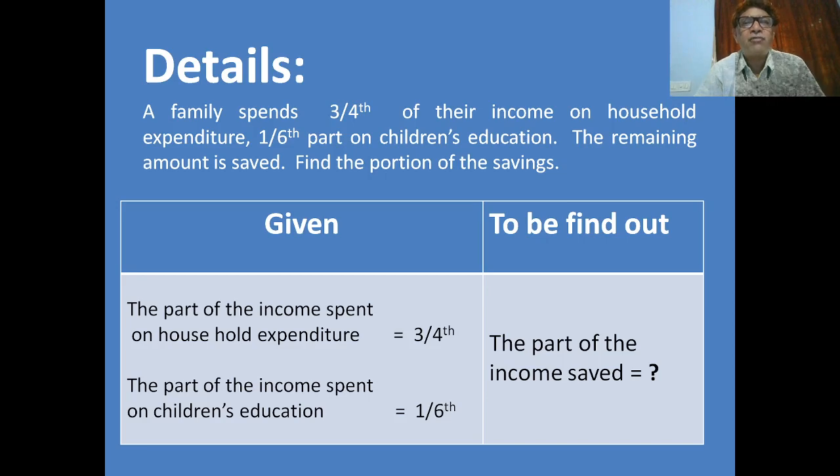So when a word problem is given, normally we note down the details that are there in the problem. So here I have noted down what is given and what is to be found out. What is given here? The part of the income spent on household expenditure is 3/4 of the income. The part of the income spent on children's education is 1/6. What is to be found out? The part of the income saved.